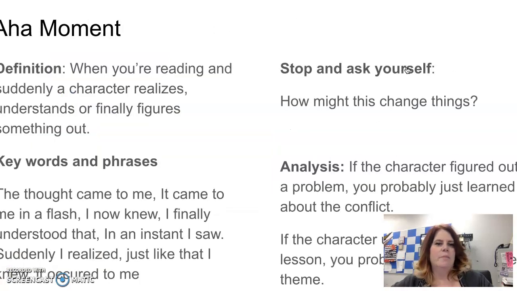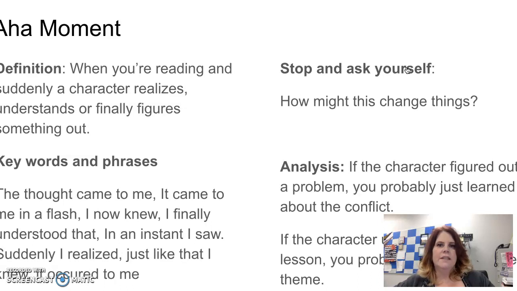Okay, the second one is aha moment. And this is when you're reading and, not you have an aha moment, okay? This is when the character has an aha moment. And all of a sudden they figure something out. So the keywords or phrases that you should be reading when you notice a character having an aha moment are they are saying, oh my gosh, I just realized something. Or they're saying, I suddenly understand that now, or it just occurred to me, right?